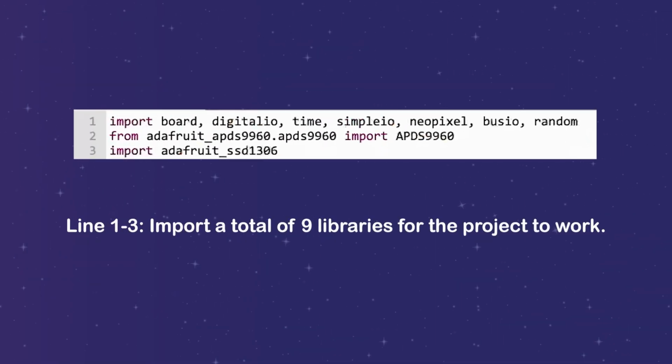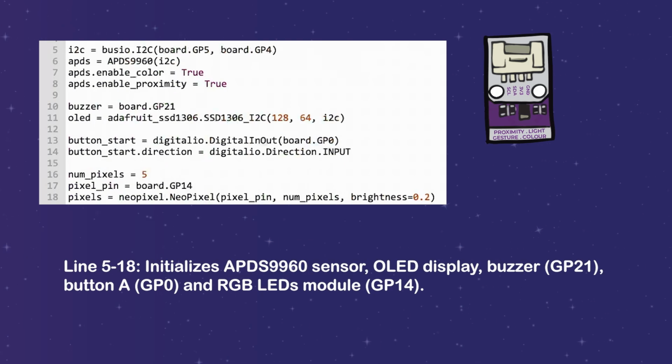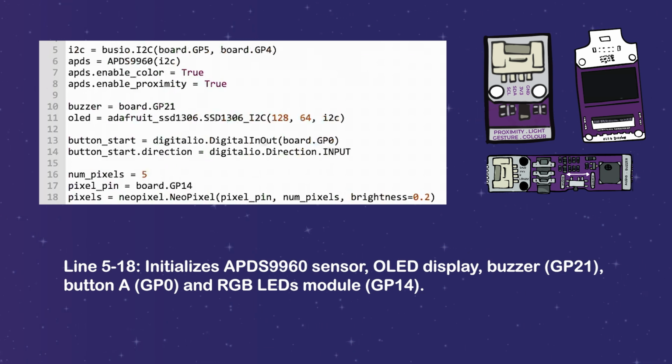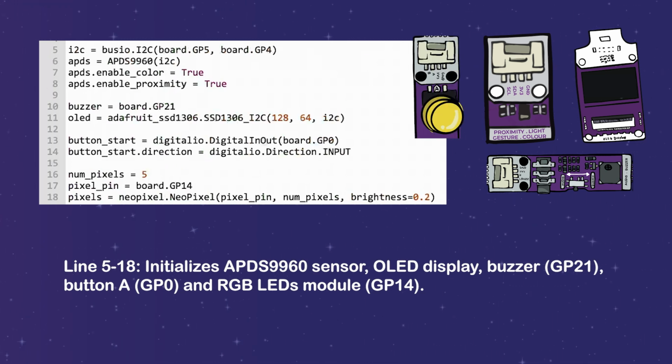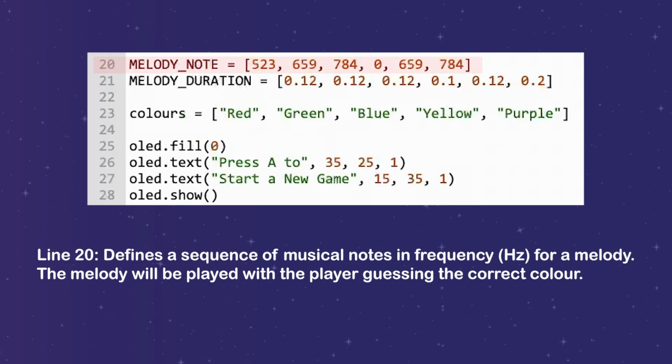Line 1 to 3 import a total of 9 libraries for the project to work. Libraries include APDS for color sensor, Adafruit SSD for OLED display, NewPixel, and Random for generating a random number. Line 5 to 18 initializes APDS sensor, OLED display, buzzer to GP21, button A to GP0, and RGB LEDs module to GP14. Line 20 defines a sequence of musical notes in frequency for a melody. The melody will be played with the player guessing the correct color.